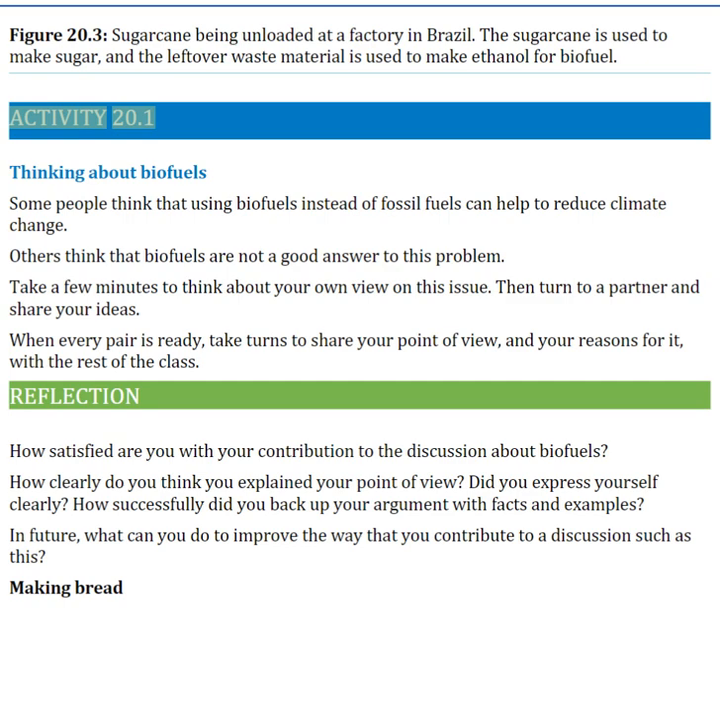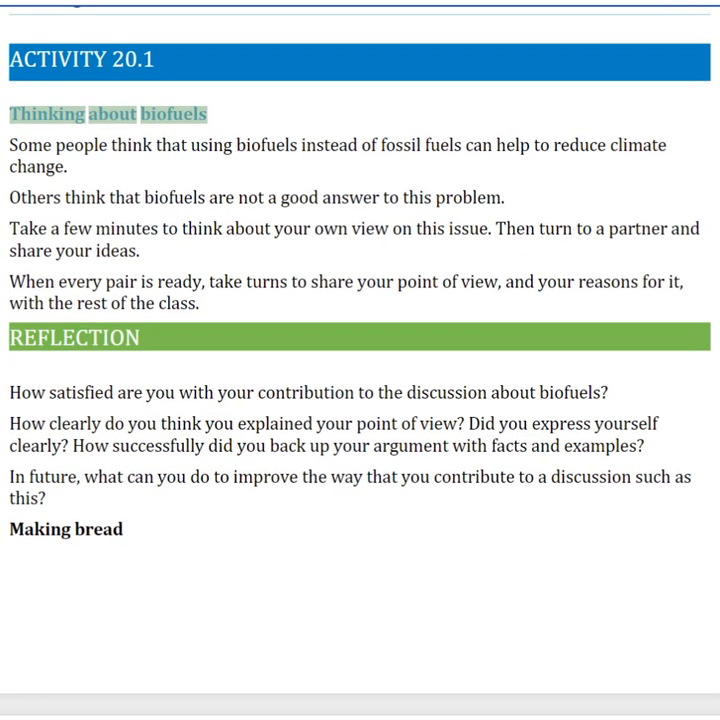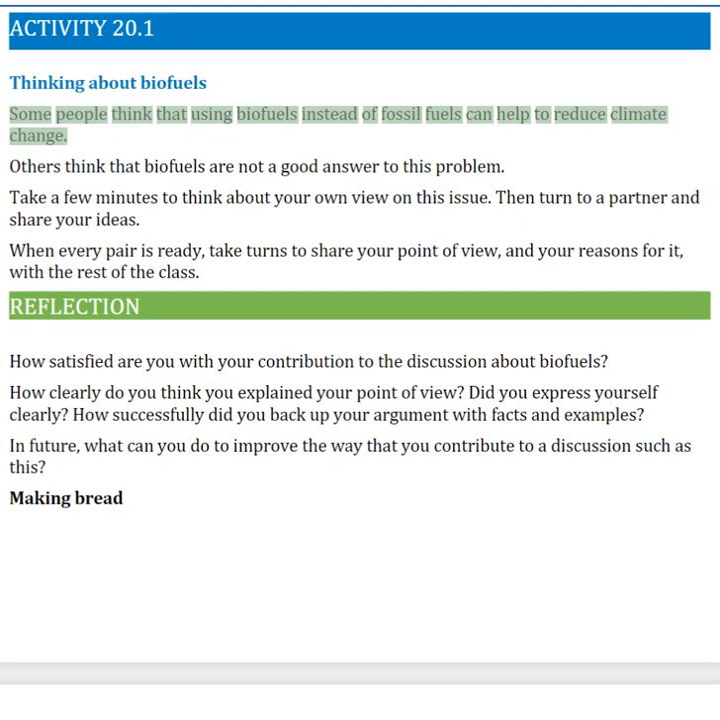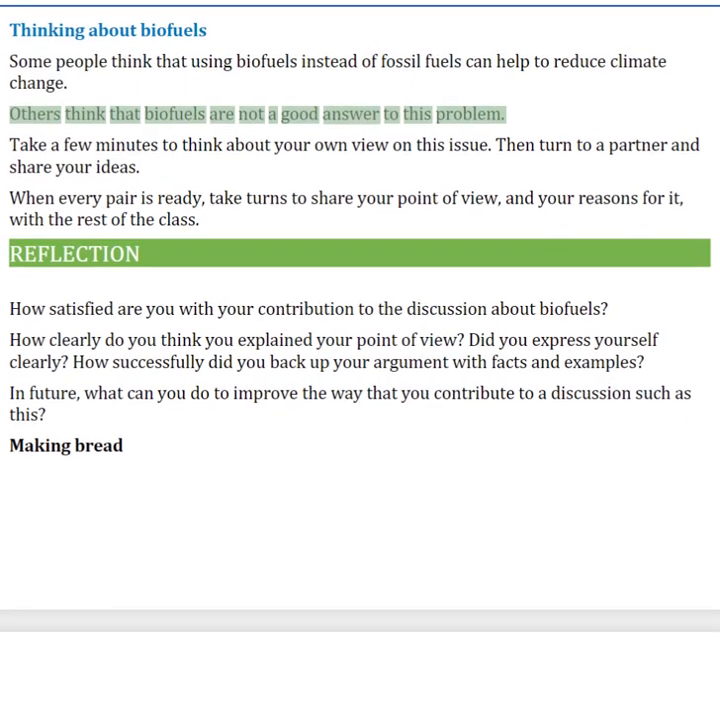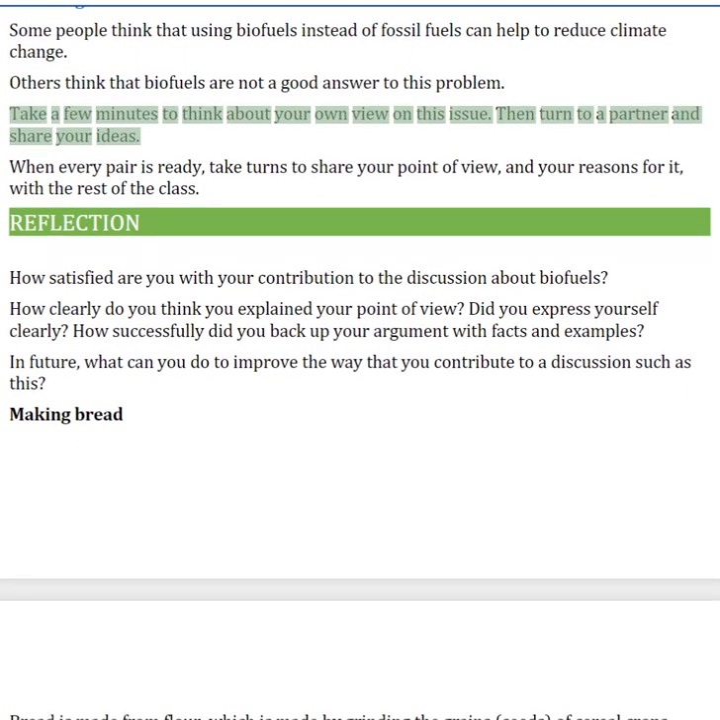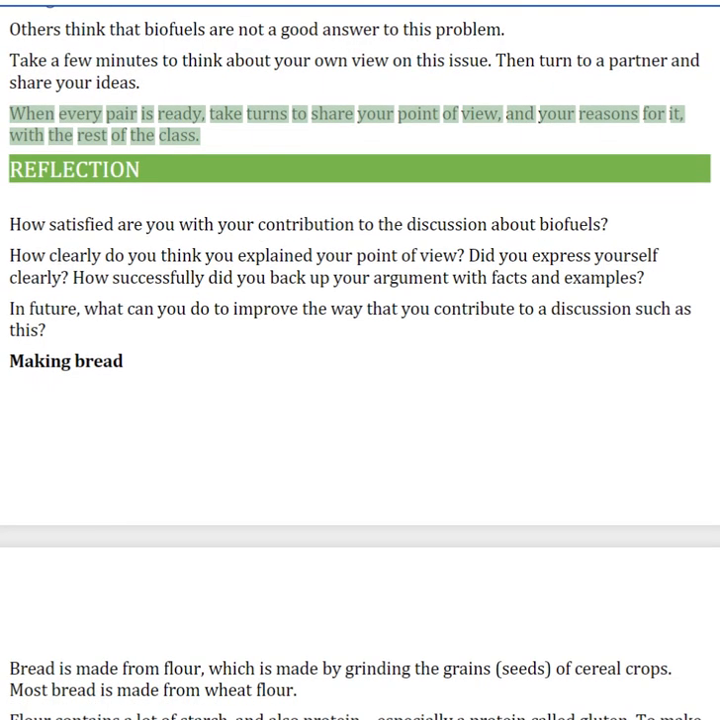Activity 20.1. Thinking about biofuels. Some people think that using biofuels instead of fossil fuels can help to reduce climate change. Others think that biofuels are not a good answer to this problem. Take a few minutes to think about your own view on this issue. Then turn to a partner and share your ideas. When every pair is ready, take turns to share your point of view and your reasons for it with the rest of the class.